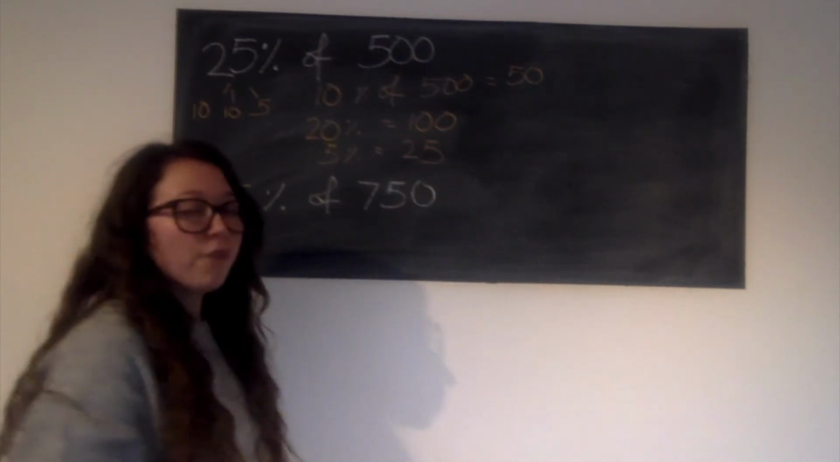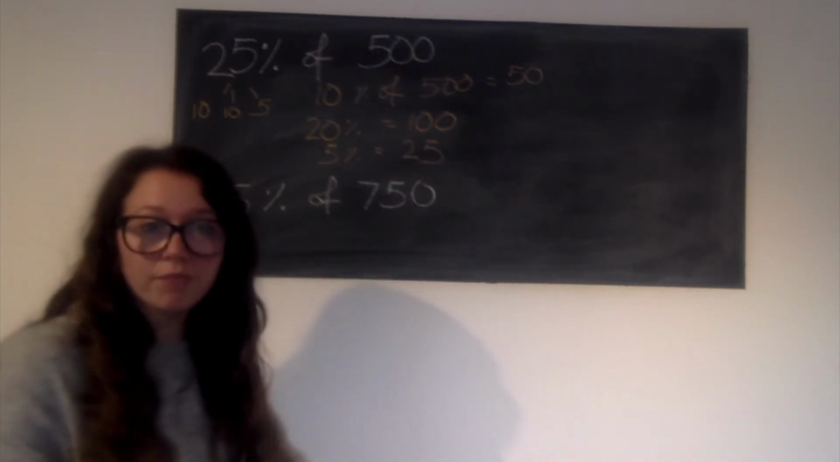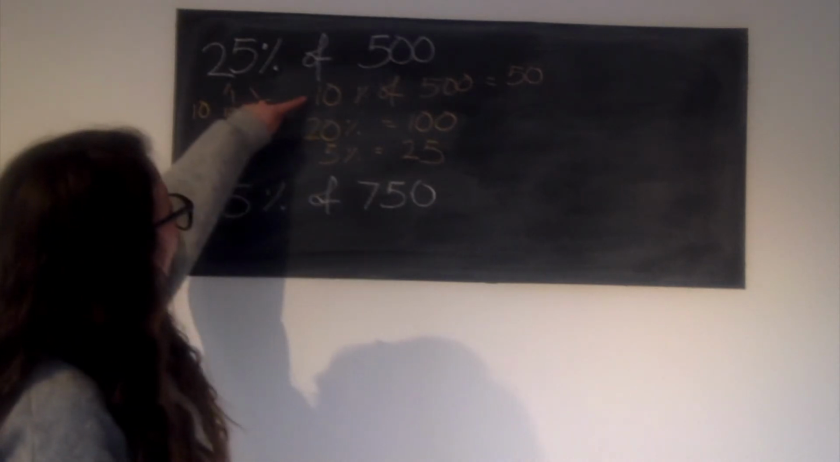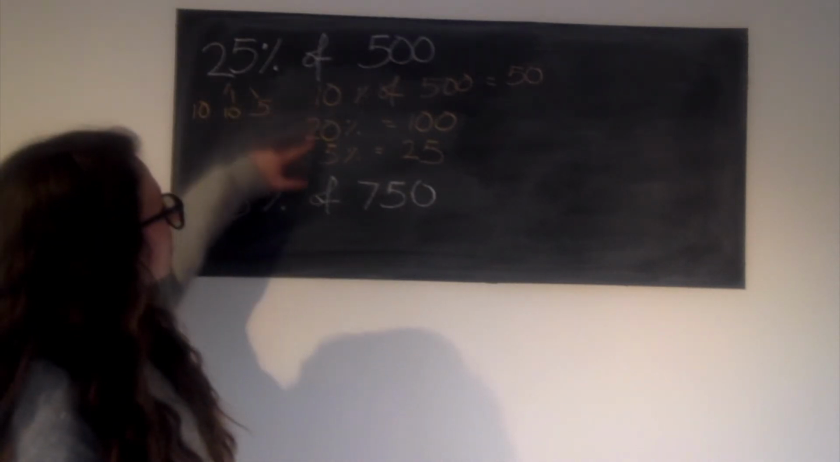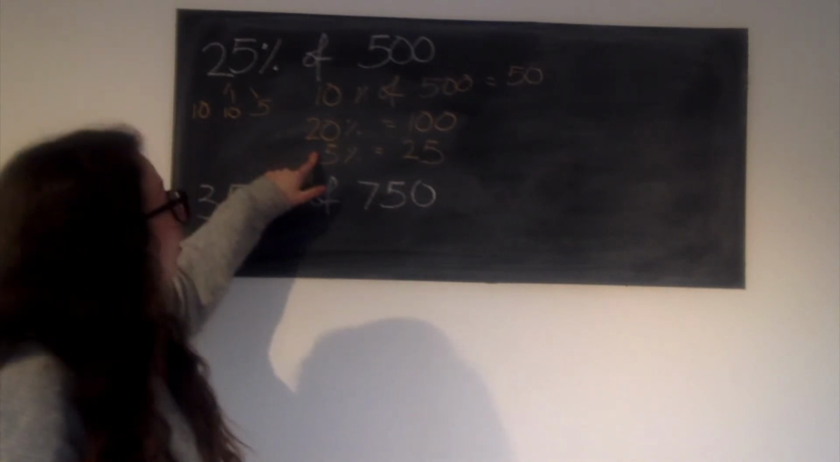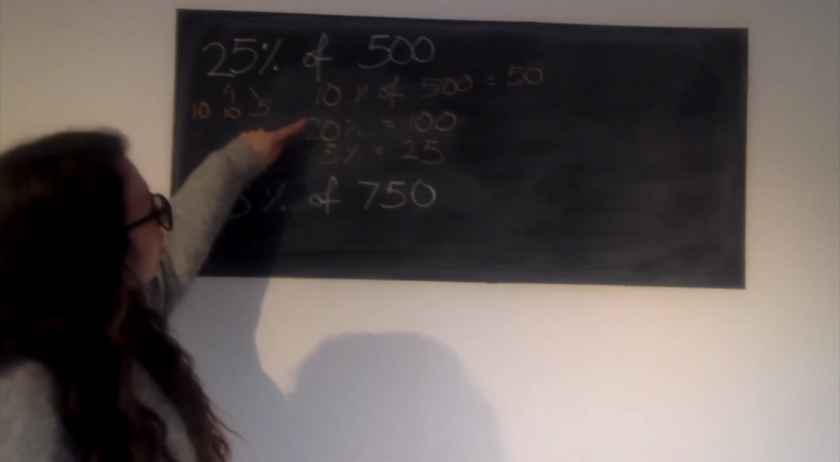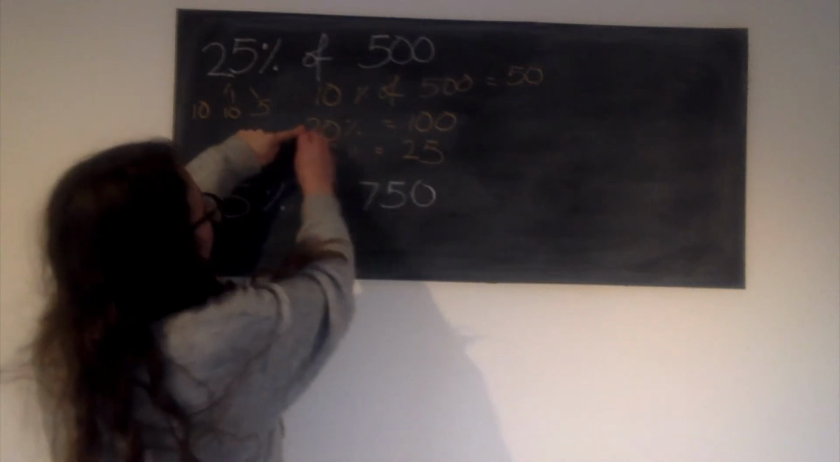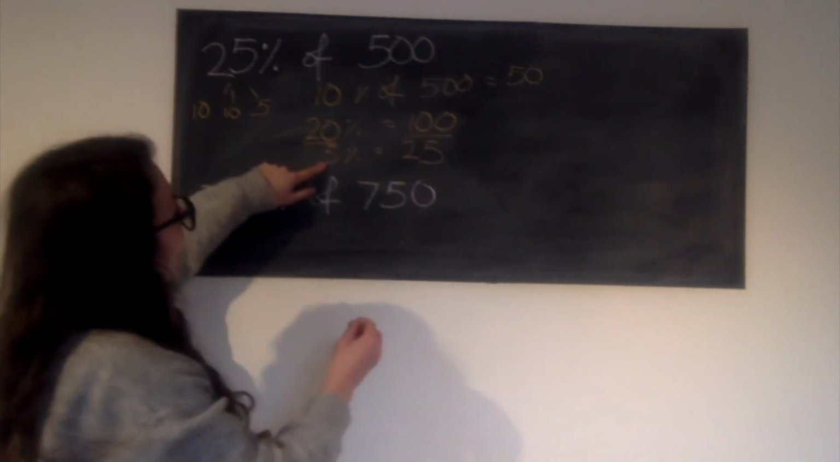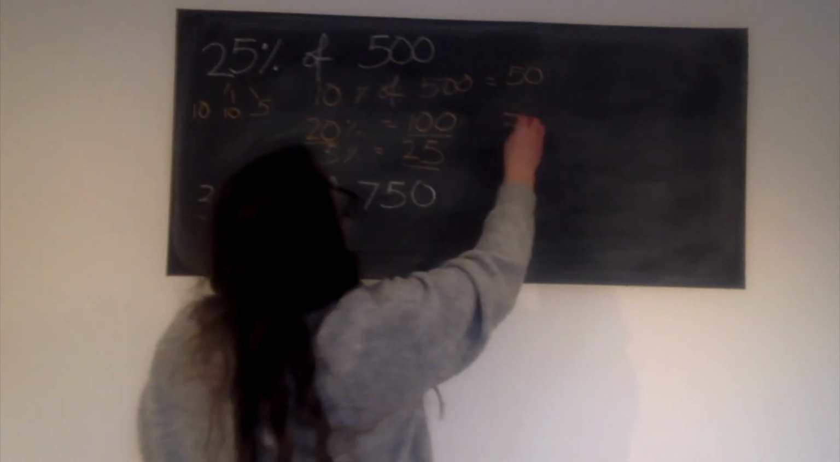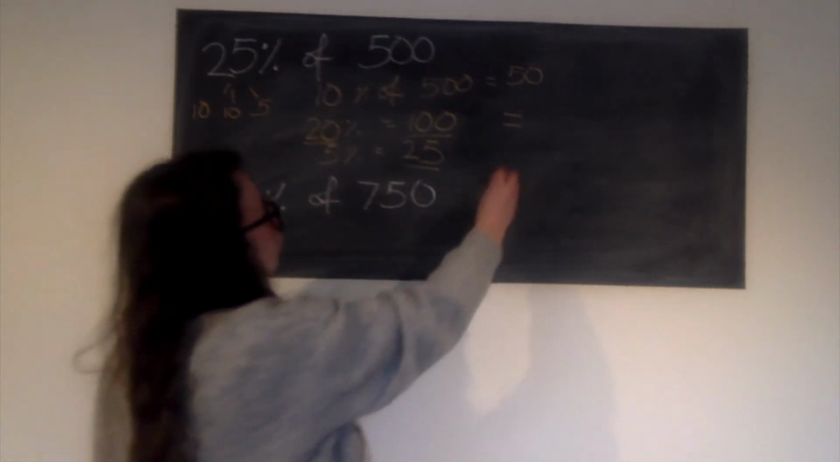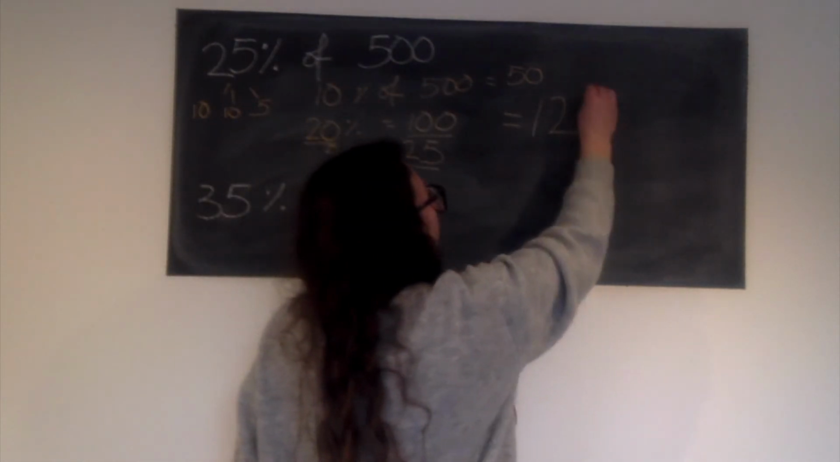Now, to find my final answer, just be really careful about what you add together. If I add all of these together, I would get 35%. I don't want 35, I want 25. So I need this amount, 20%, so I need 100, and 5%. I need to add these two together. So my answer, 25% of 500 is 125.